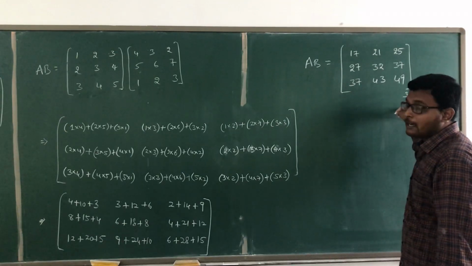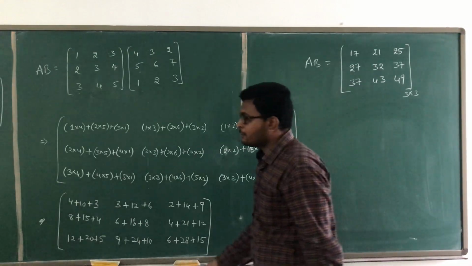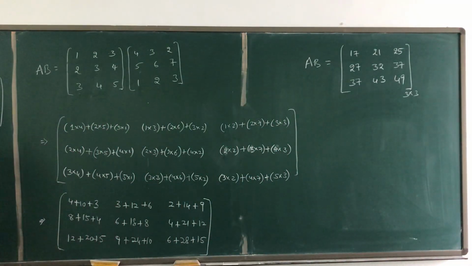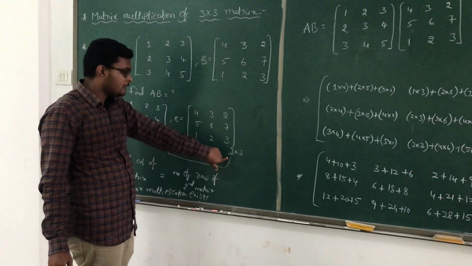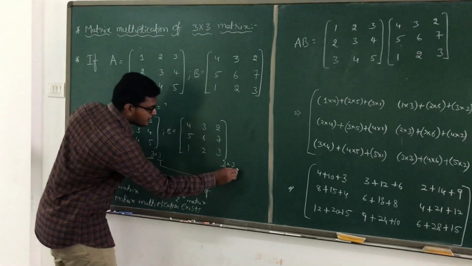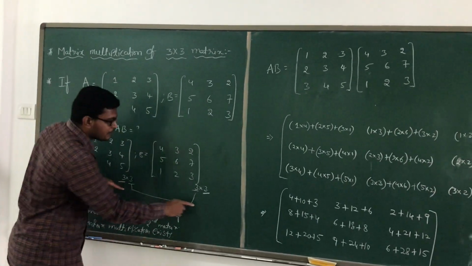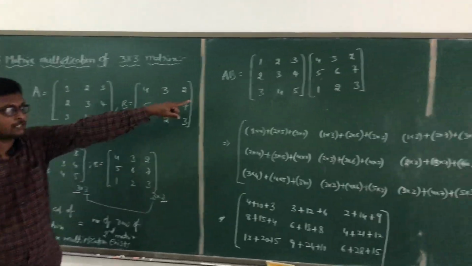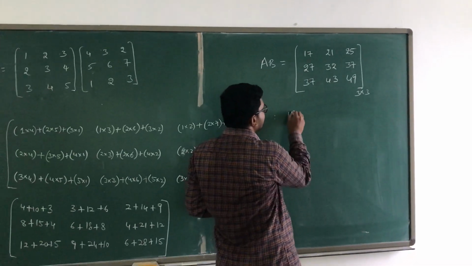What is the order we got? 3 by 3. Now check here. Have we got the resultant matrix or not? See here, the number of columns of the first matrix is equal to the number of rows of the second matrix, right? The remaining matrix will be the resultant matrix. At last what we are going to find, that will be the resultant matrix. Have we got the order of a 3 by 3 matrix or not? Yes. Therefore, hence proved.